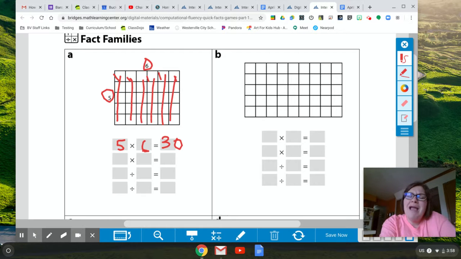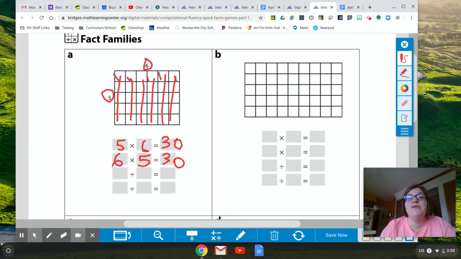Okay, what is my other one? Well, I know the commutative property. You all know the commutative property. We can switch the order and get the same product. So if we did 5 times 6, we can use the commutative property to do 6 times 5. And we know that that product is still 30. We still have 30 squares total.